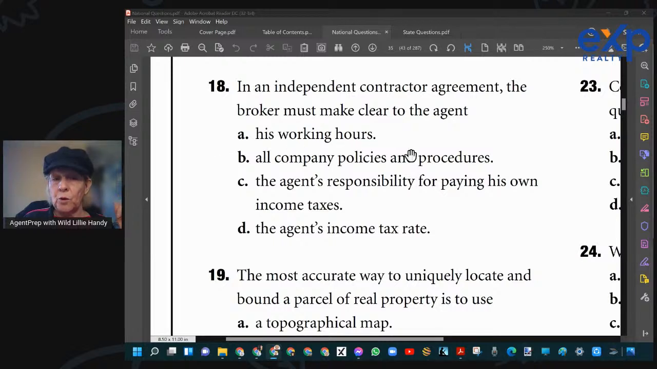A, his or her working hours. B, all company policies and procedures. C, the agent's responsibility for paying his or her own income taxes. And D, the agent's income tax rate. So the broker must make clear what?